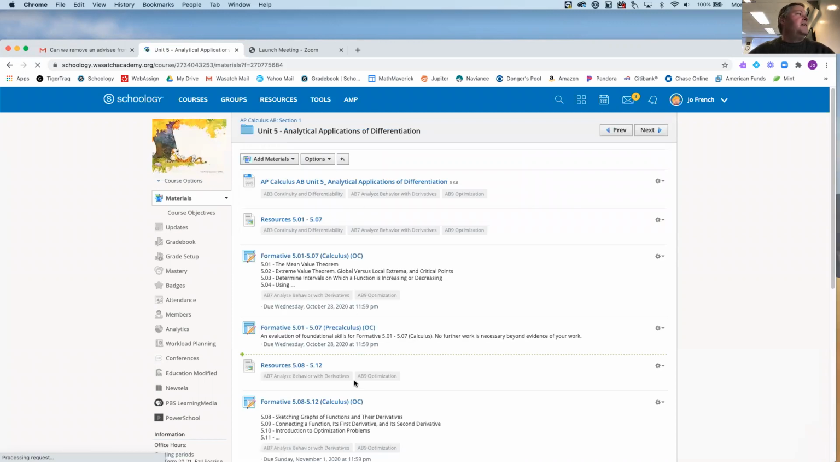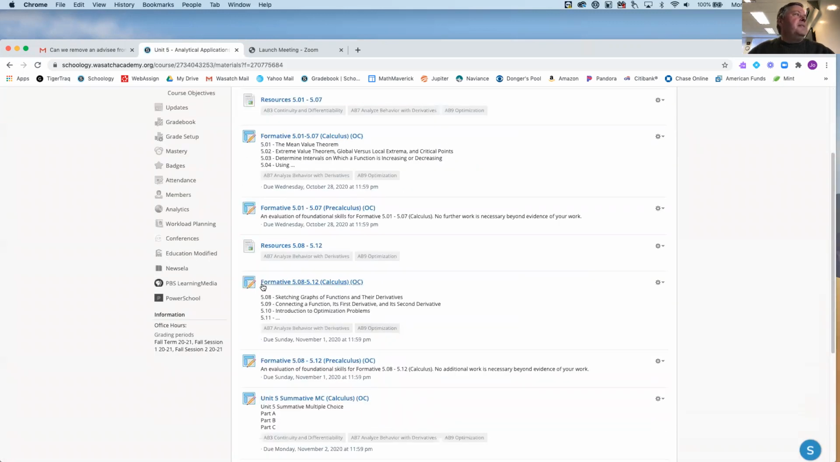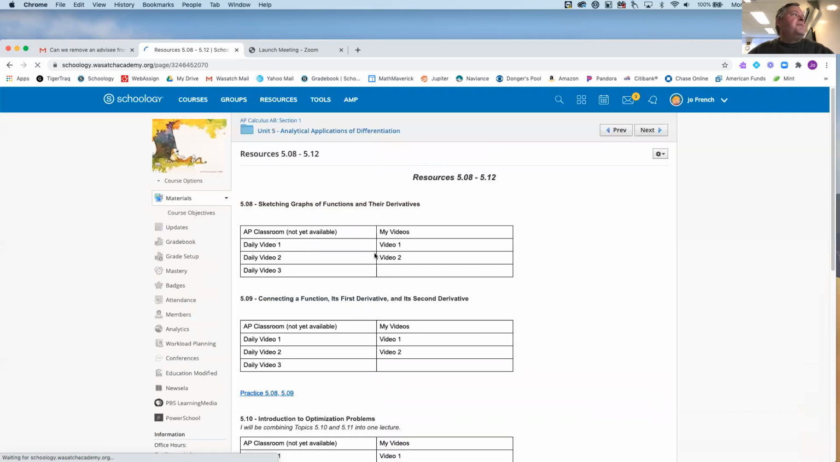After that, we will move on to the second half of the unit, where we will look at 5.08 to 5.12, how to sketch graphs and their derivatives, and how to connect a function, its first derivative and its second derivative, both by equations and as looking at their graphs.